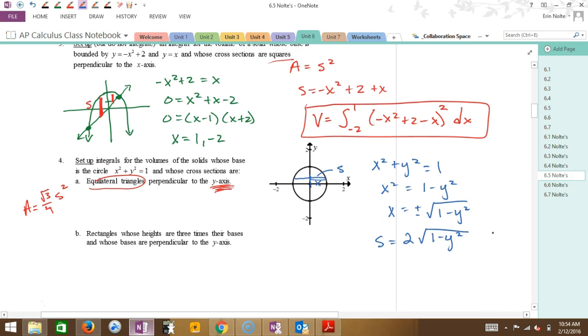Okay, so now I should be good. Are you ready to set up the integral? Remember you're thinking in terms of y. What's the lowest to the highest for our bounds? -1 to 1. And then the area of the equilateral triangle, the s length is 2 square roots of 1 minus y squared. Squared dy.